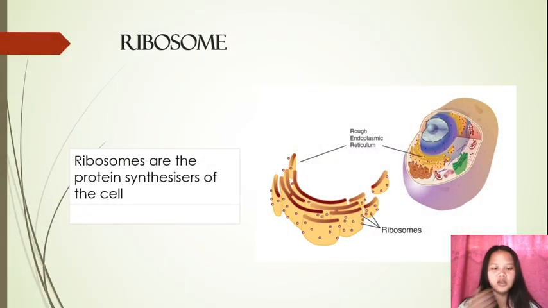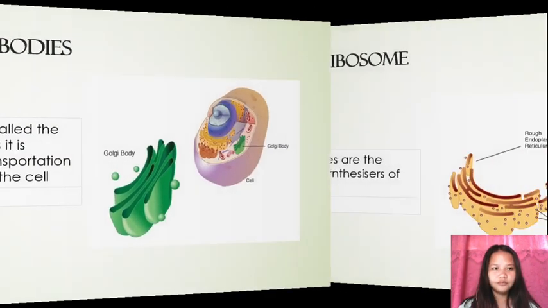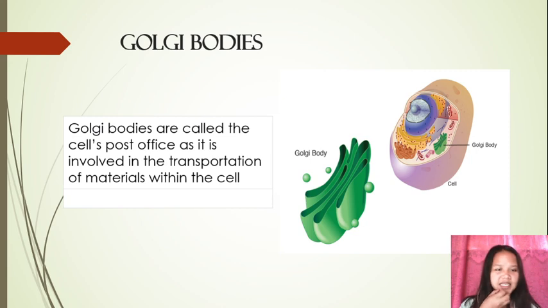Ribosomes have two main functions, decoding the message and the formation of peptide bonds. These two activities reside in two large ribonucleoprotein particles of unequal size, the ribosomal subunits. Ribosomes are also the protein synthesizer of the cell. Golgi bodies are called the cell post office as they are involved in the transportation of materials within the cell.